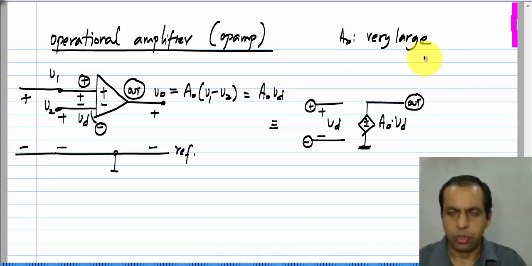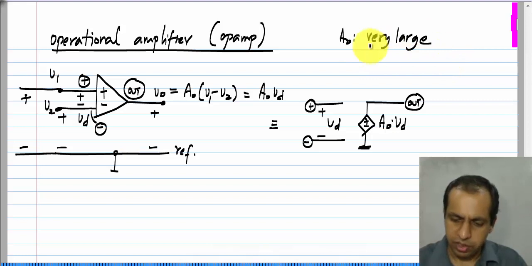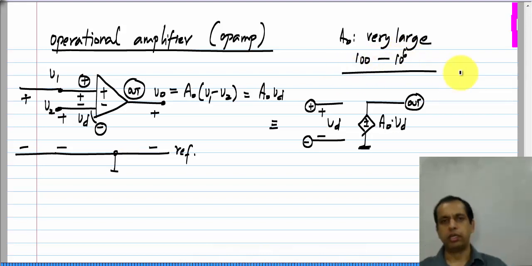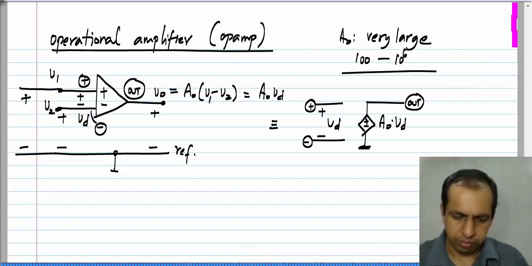Okay. What is very large depends on the context. It could be that in some context 100 is large enough, or in some cases you need a million. Okay. So, the point is that it is very large. In fact, frequently we take the limiting case of A0 being infinity, and in one of the following lessons we will deal with the case when A0 is infinity. Okay.